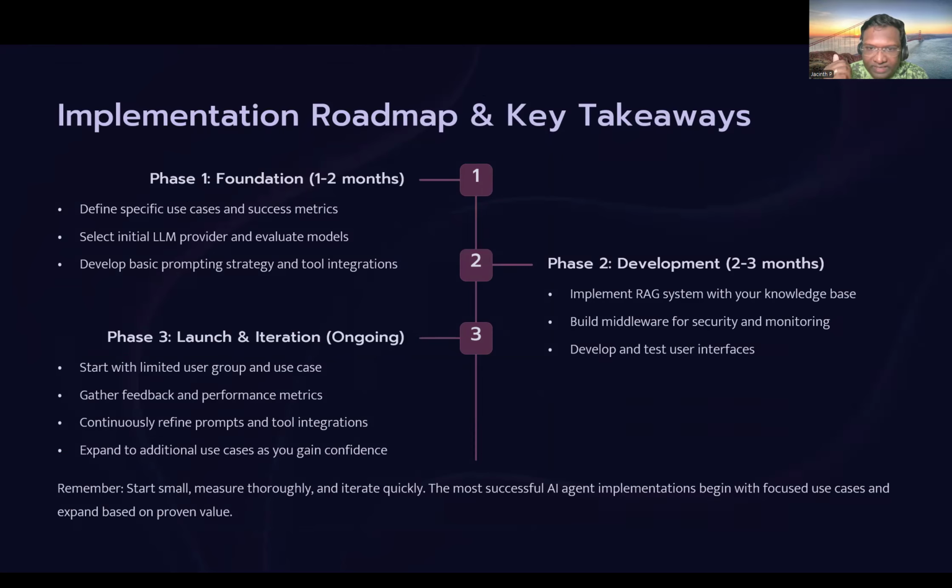Move on to phase 2, development. Implement a RAG system connected to your knowledge base. Build middleware for security, guardrails, and monitoring. Develop and test user interfaces. Track milestones closely and make go/no-go decisions based on measured outcomes.